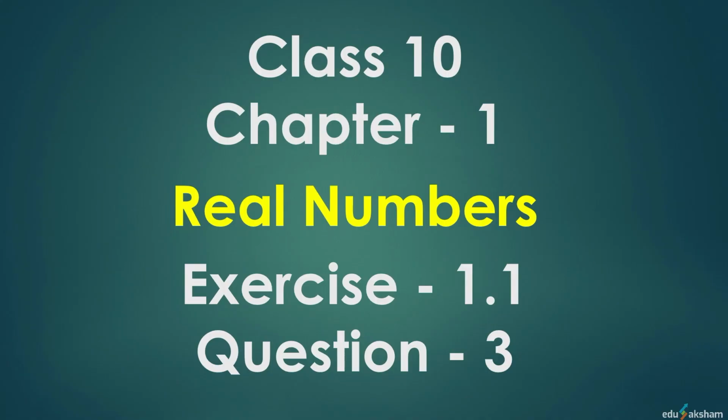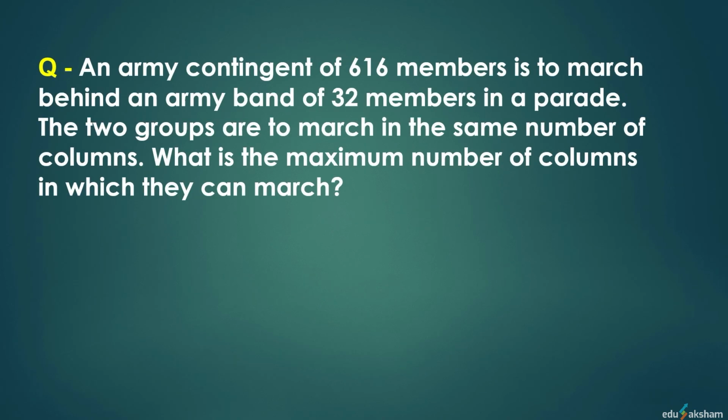Class 10, Chapter 1, Real Numbers, Exercise 1.1, Question number 3. An army contingent of 616 members is to march behind an army band of 32 members in a parade. The two groups are to march in the same number of columns. What is the maximum number of columns in which they can march?